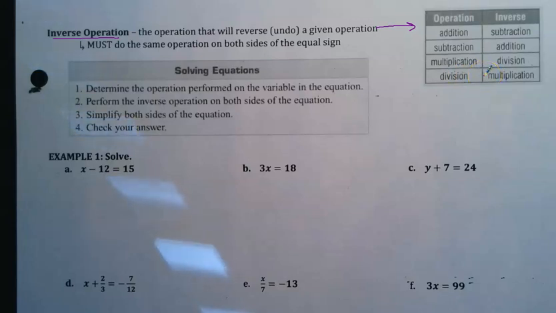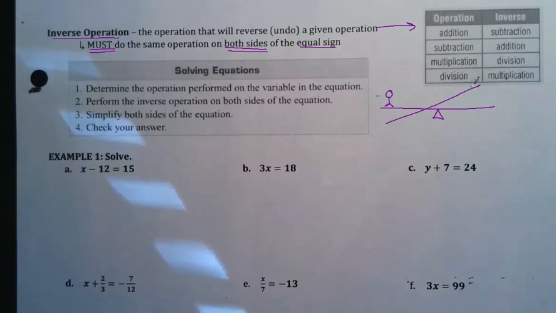Here's the thing: when we use these, we must do the same operation on both sides of the equal sign. That is what keeps it balanced. It's like a teeter-totter. If you put a person on this side, what happens to the teeter-totter? It goes down like this, right? In order to keep the teeter-totter balanced, we have to do the same thing on both sides. If we put a person on the left, we have to put a person on the right to keep them balanced. So whatever you do on the left, you have to do on the right.